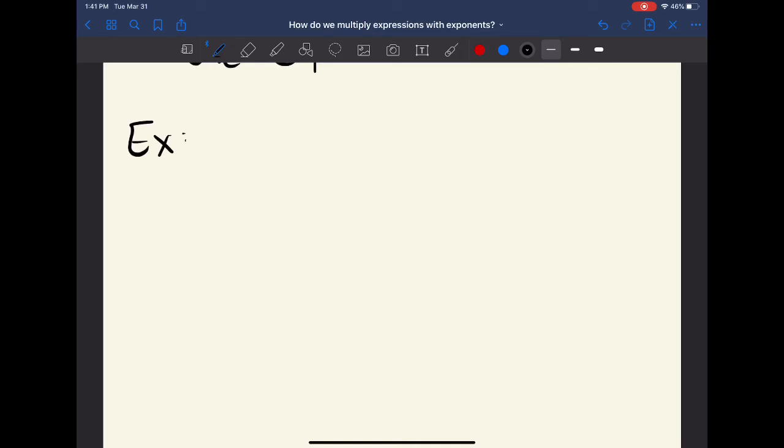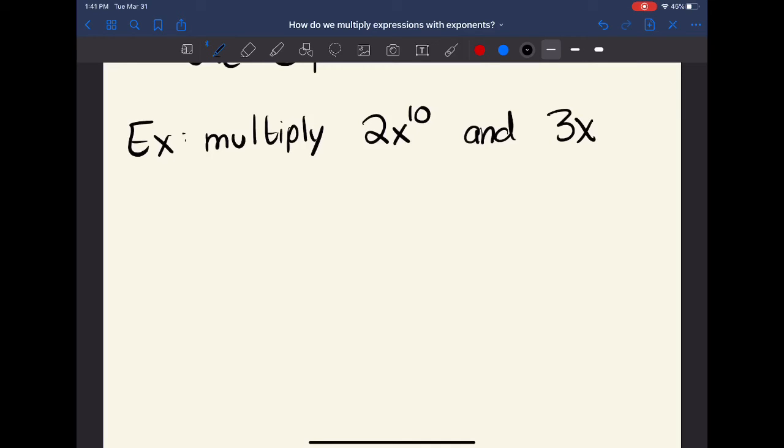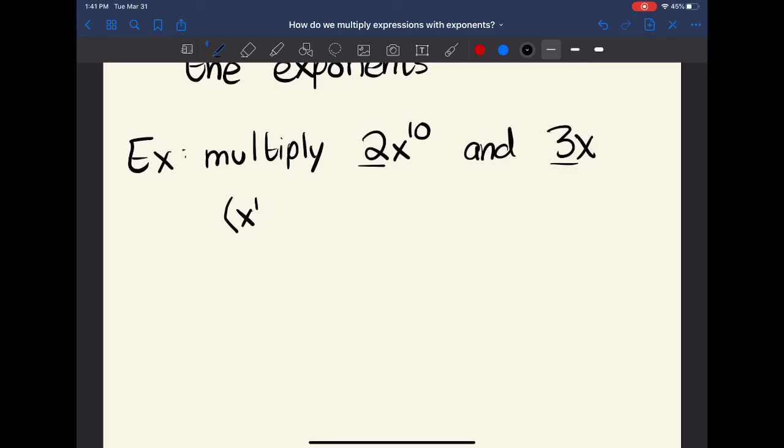What I want to do is multiply 2x to the 10th and 3x. So this one looks a little bit different because I get these coefficients. Let's worry about our coefficients at the end. So if I just had x to the 10th times x, this is to the first power, I know I can add up this 10 and this 1. So I get x to the 11th.